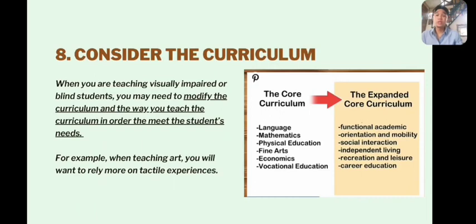Number eight, consider the curriculum. So, when you are teaching visually impaired or blind students, you may need to modify the curriculum and the way you teach the curriculum in order to meet the students' needs. For example, when teaching art, you will want to rely more on tactile experiences. Instead of drawing or coloring, which solely rely on our eyes or visuals, we should try sculpting and working with clay or molding. In this way, the students with visual impairments can rely more on their sense of touch rather than their sense of sight.